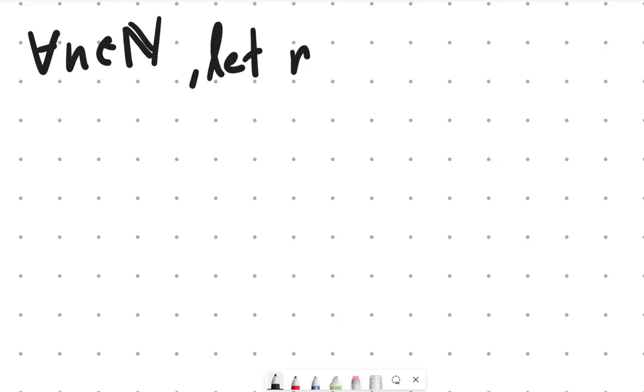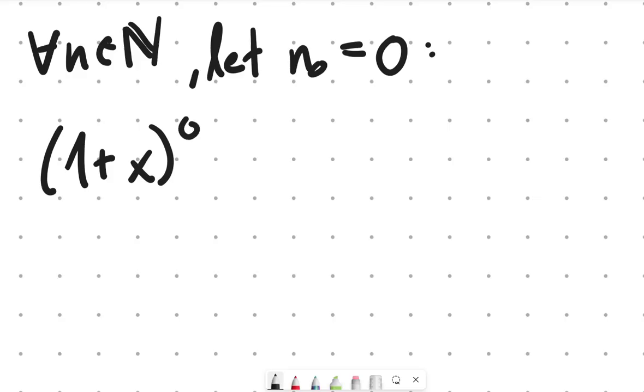Let's start by using the induction principle, starting with the first number. Since we have this for all n in the natural numbers, let n₀, so the starting point, be equal to 0. Then if we plug in the 0, it will mean that (1 + x)^0 is bigger than or equal to 1 + 0 times x.